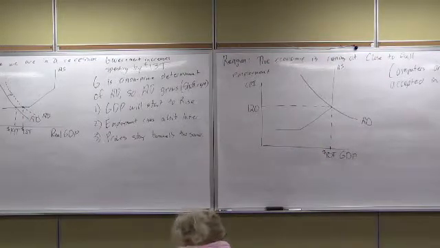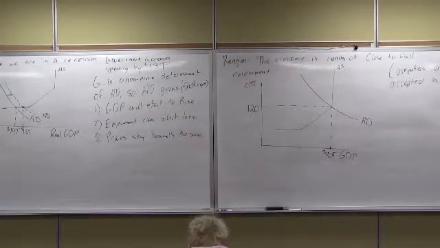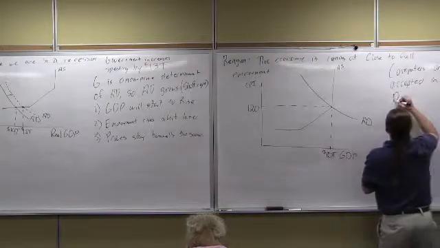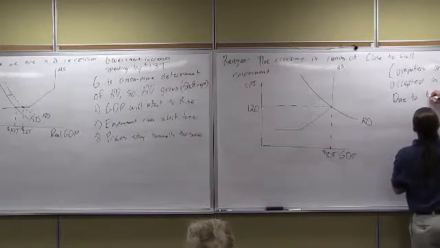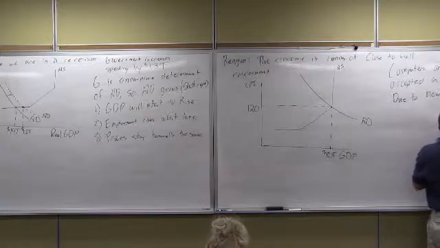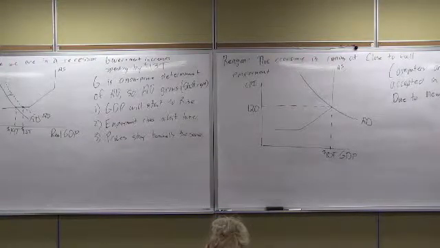Now, what happens to aggregate demand and aggregate supply when this occurs? Aggregate supply shifts. Exactly. Due to new technology that all businesses have accepted, aggregate supply grows. And which way does it shift when it grows? Right, to the right.